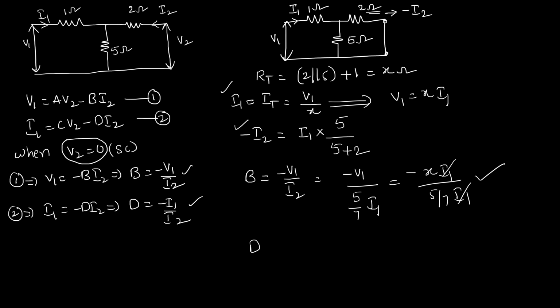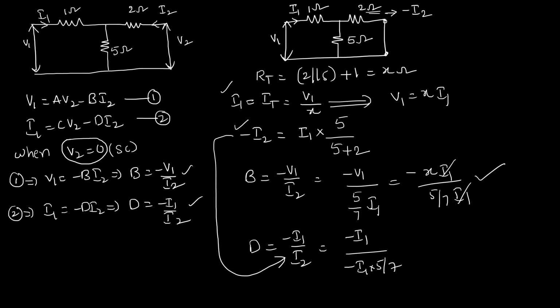Okay, so similarly D. So D is what? Minus I1 by I2. Because I2 already has the I1 term, don't write any substitute for I1. Keep minus I1 as it is by I2. So look at this relation. So from this relation, what can we write? So this is minus I1 into 5 by 7. So I1 gets cancelled. You'll be getting some value for D. Okay, so what is the unit for B? It is V by I. So the unit is ohm. This is I by I, no unit. Okay, so in this way we are able to calculate the parameters B and D.